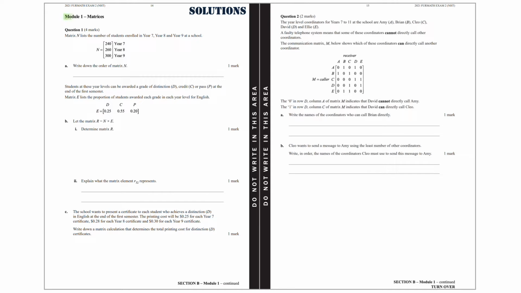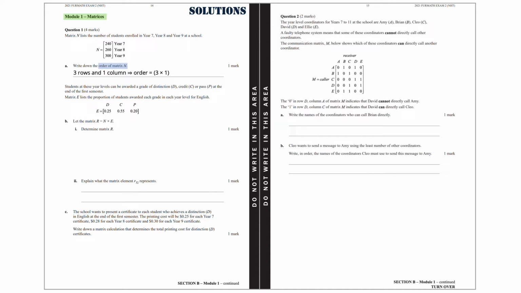Module 1 Matrices. Question 1. Matrix N lists the number of students enrolled in Year 7, Year 8, and Year 9 at a school. Part A. Write down the order of Matrix N. Matrix N has 3 rows and 1 column. Therefore, the order is 3 by 1.